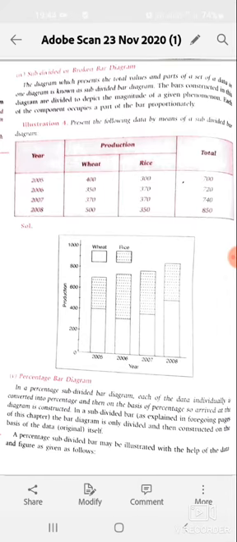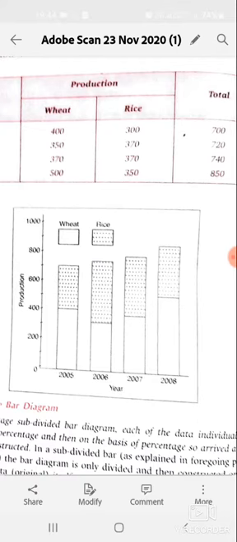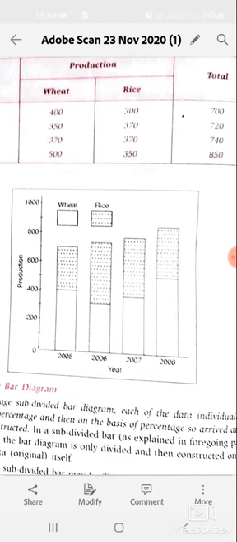Now according to the four years we have made the first four bars: 2005, 2006, 7 and 8. Now what we have done, we have divided the bar, that's why it is called subdivided or broken. We have divided the bars into two. One is the wheat production and another one is rice production. If you see the 2005 diagram, the wheat production was 400, and the rest, out of the total, 300 is of rice, shown in this first diagram. This is called the broken.